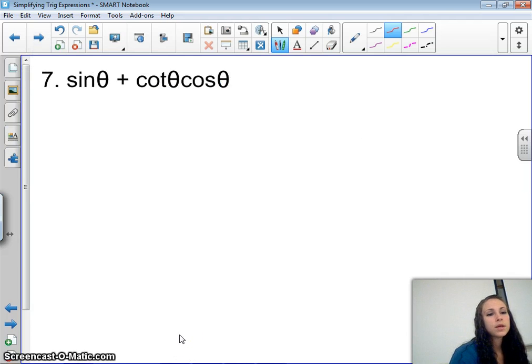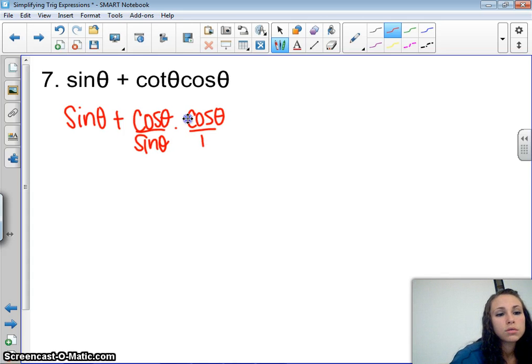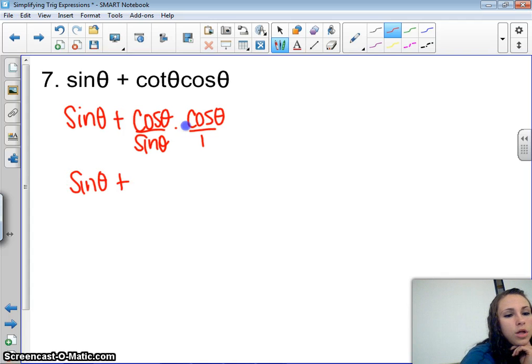Alright, number 7. This one looks like something we would try to factor out a GCF from, but there's not really anything that I can factor out. So I'm going to go ahead and turn everything into terms of sine and cosine. So sine is already a sine. I'm going to leave it. Cotangent is cosine over sine, and then I'm multiplying by cosine. So I'm going to go ahead and just combine those two terms right here. Okay, so this is going to be sine plus, this will end up giving me cosine squared over sine.